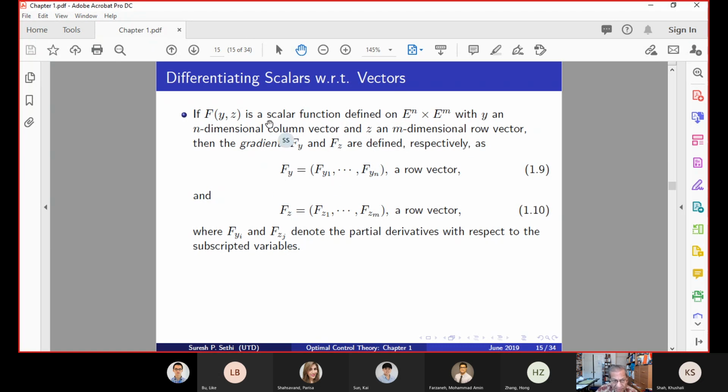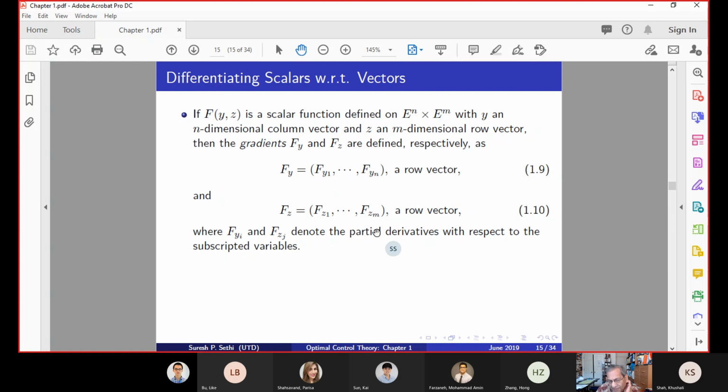So here's something you have to learn. The derivative of such a function, regardless of what happens to y and z, is always a row vector. It is called a gradient. So f sub y and f sub z are called the gradient of f with respect to y and z. And the gradient is always a row vector. Okay, these are all notation. It could also be a column if you want, but then you have to develop another way to take derivatives. So this is just a convention.